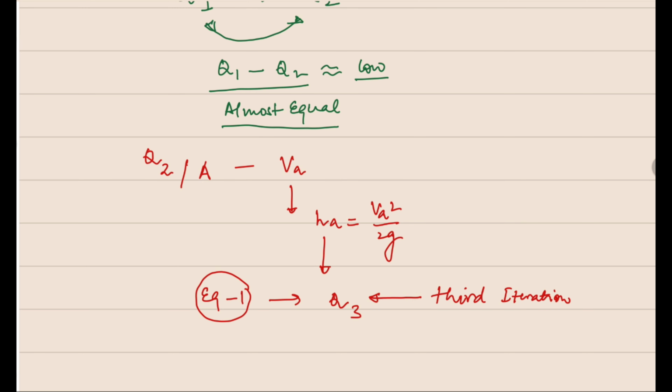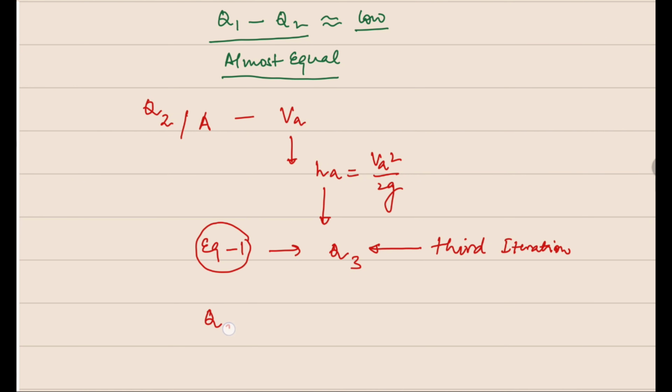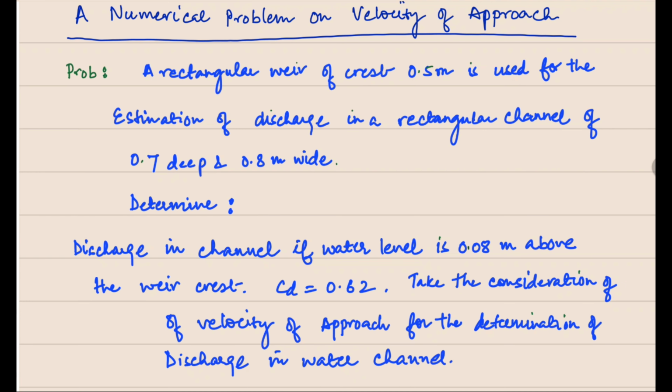And let's say this is Q3. You will again compare whether Q3 is almost equal to Q2 or not. If it is almost comparable, then you can say the final answer is your Q3. So we will take a numerical problem on this particular aspect. This will be easier for you to understand how to approach such kinds of problems.